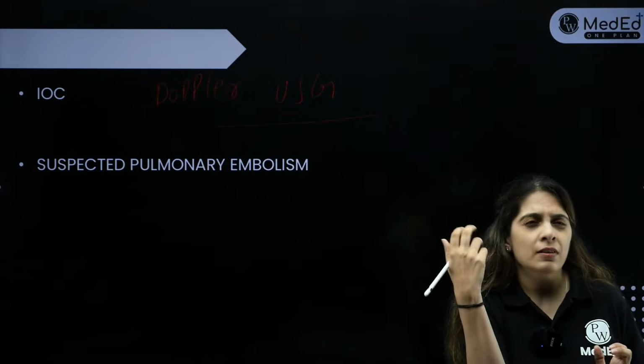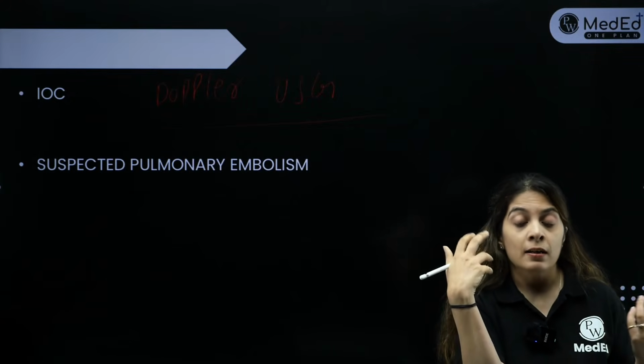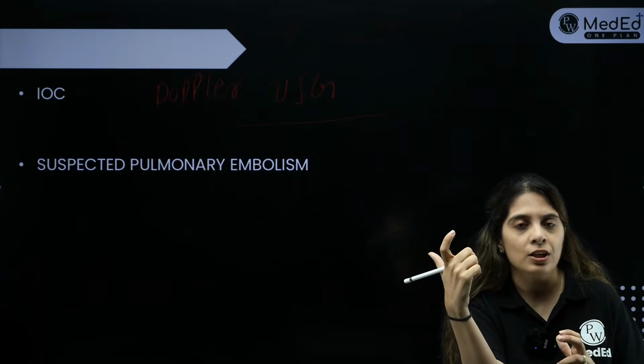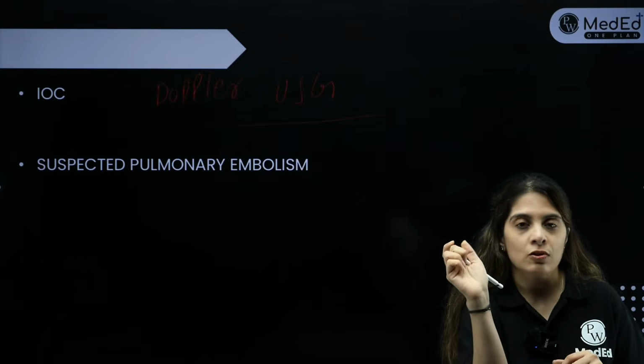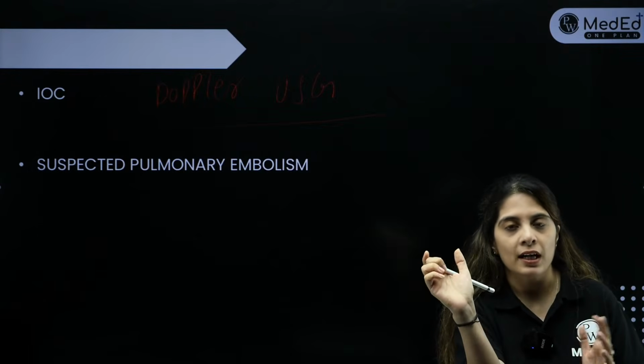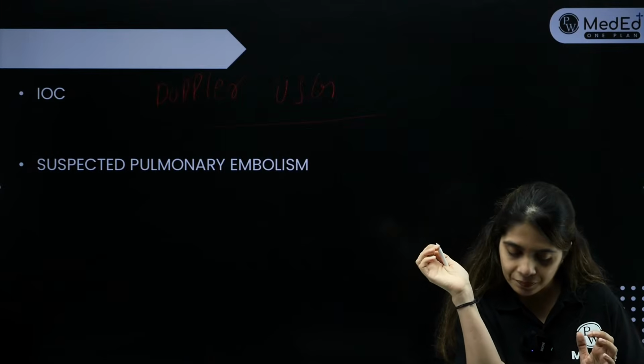And if the patient is having a suspected pulmonary embolism, D-dimers are elevated, the patient is presenting with dyspnea, some sort of history that they are suspecting pulmonary embolism, my investigation of choice will always be CT pulmonary angiogram, right? You have to do a CT pulmonary angiogram. That is the best investigation to rule out your pulmonary embolism.